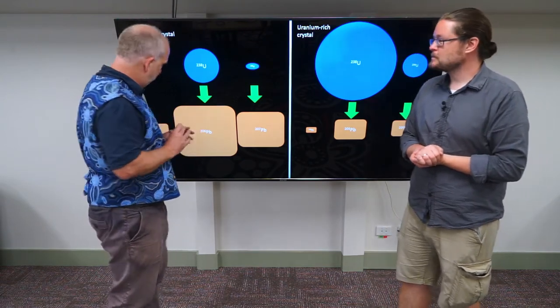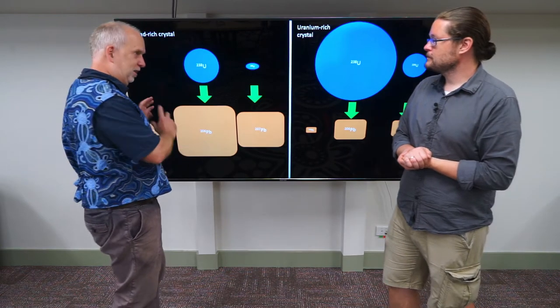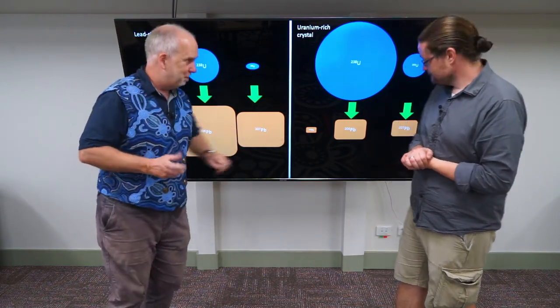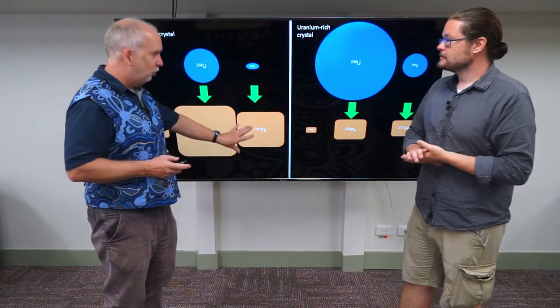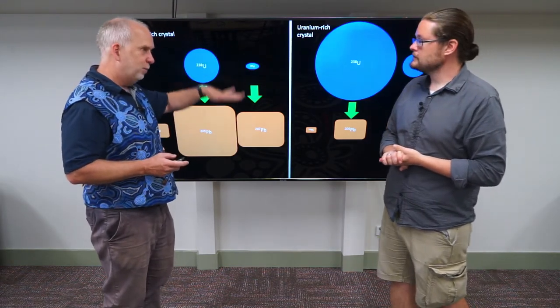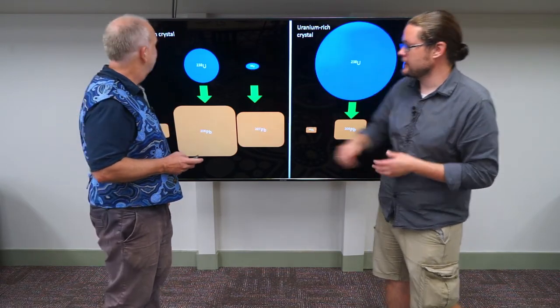Yep. So the ratio of lead 204, 206, and 207 should be the same whether a crystal has a lot of it or a little. So what's going to happen now, if you have one of these that has a lot of lead, the decay of the uranium is not going to make much difference. Yeah, that's right, because most of it will be there from the beginning.